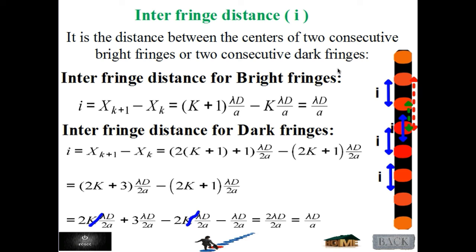So the centers of dark fringes and bright fringes are equidistant.